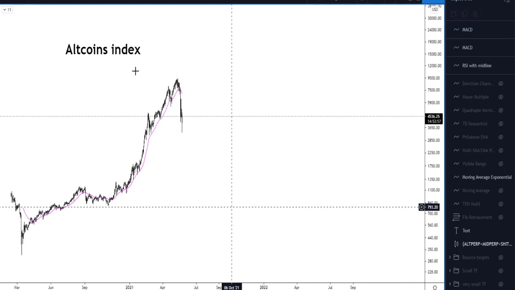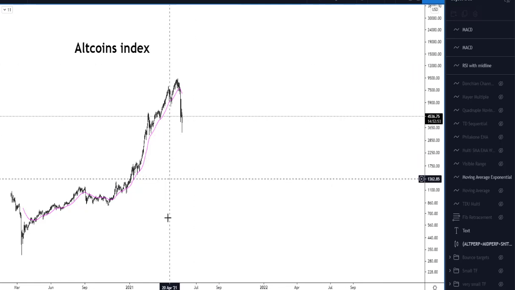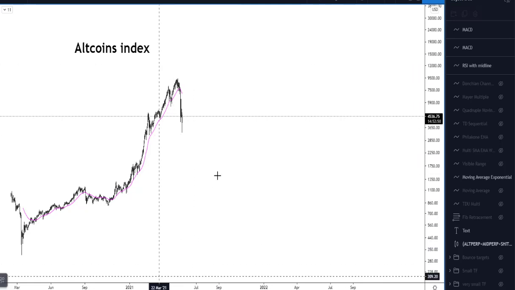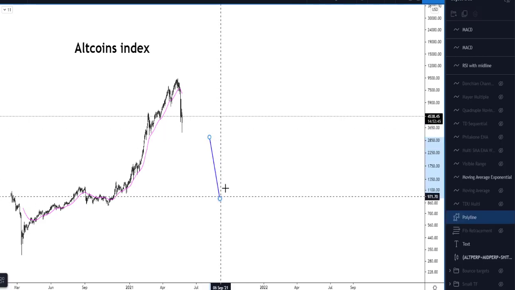Alright, so let's update this market because I think it's much needed. Everybody's super scared right now, so okay. Let's draw a basic Elliott wave template.